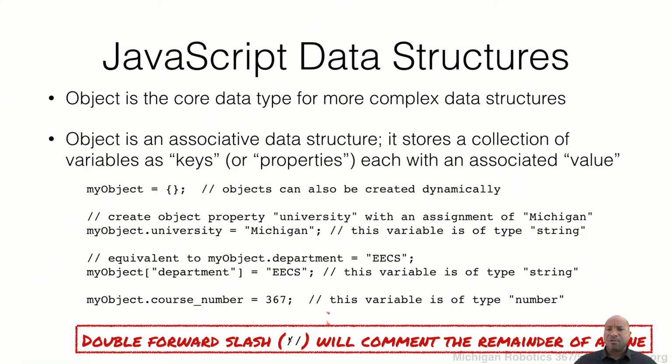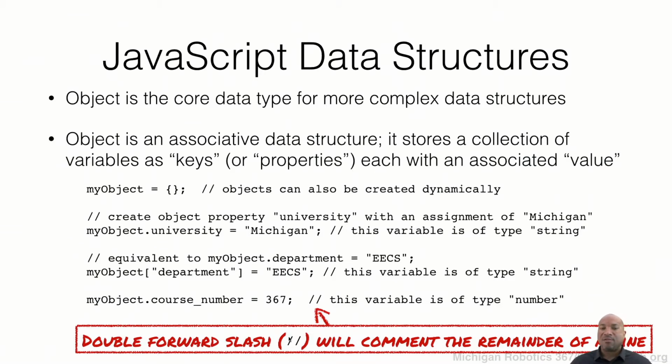In addition to storing what we call primitive types, such as number or string, we can also store more complex data structures. For instance, the basic type in JavaScript is an object, which maintains a collection of keys and values. We can create an empty object by assigning curly braces, and that creates an empty object.